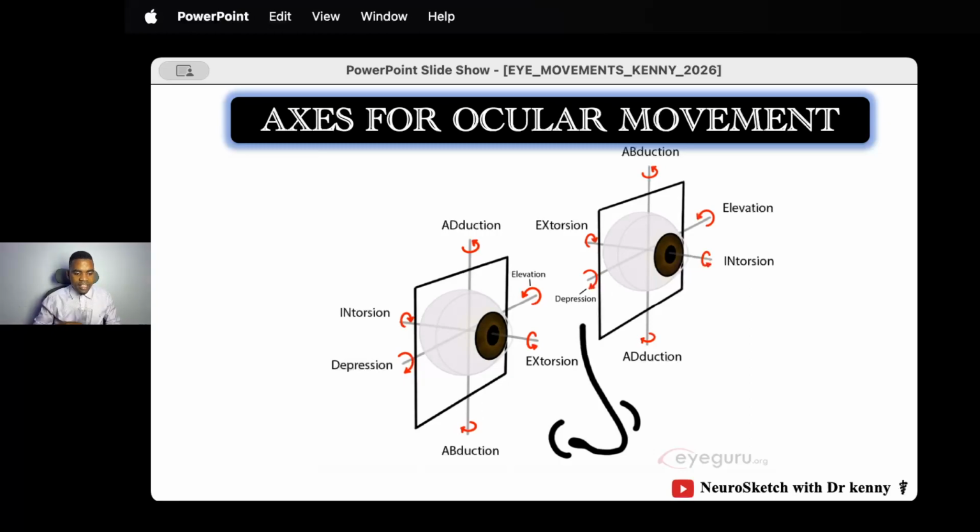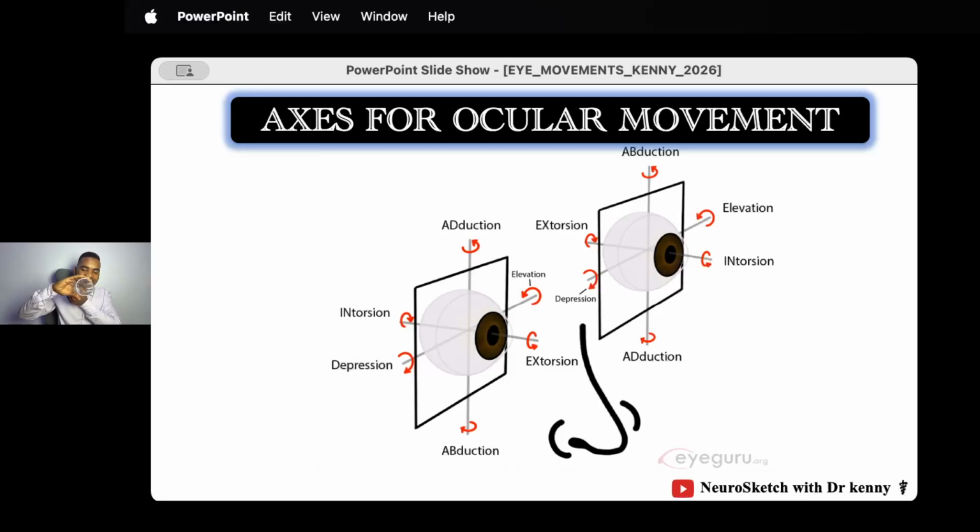And the last plane is called the anterior-posterior plane. The anterior-posterior plane passes through the center of the eye, going from anterior to posterior. And around the anterior-posterior axis, the eye can rotate. You see, this is the rotation movement. So the eye can rotate either laterally or medially.